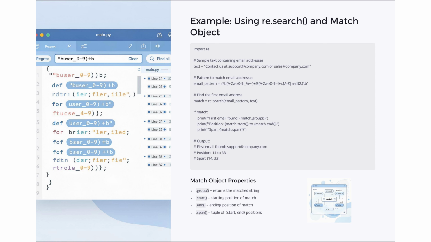Using re.search, we locate the first email in a text. The match object provides details. group() returns the matched email, .start() and .end() give the match's start and end positions, and span() offers a tuple of these positions. This is crucial for precise text analysis and extraction.